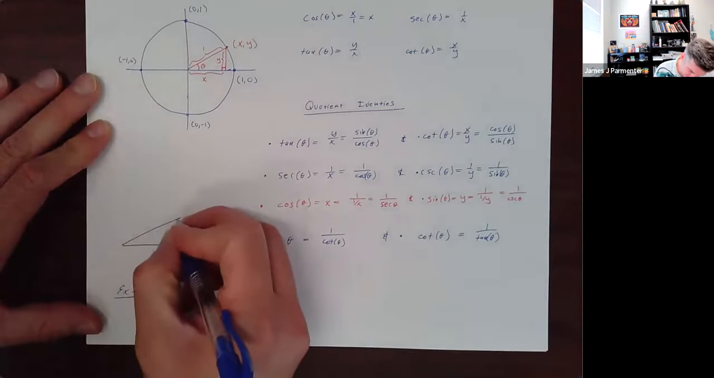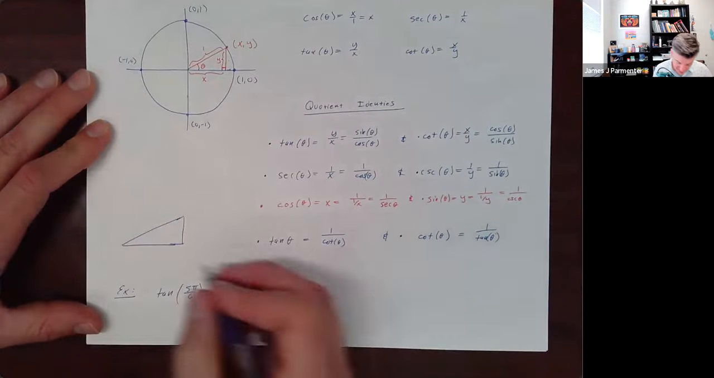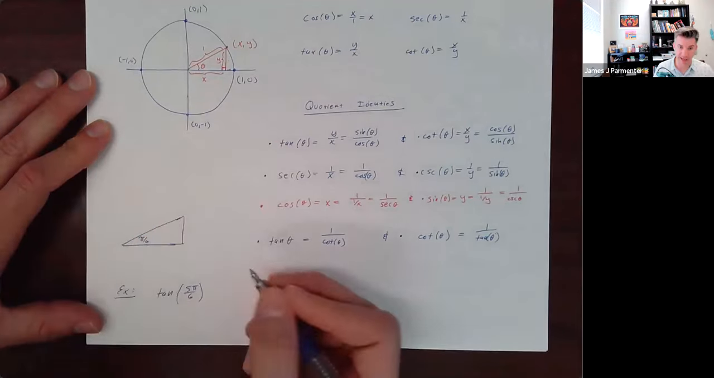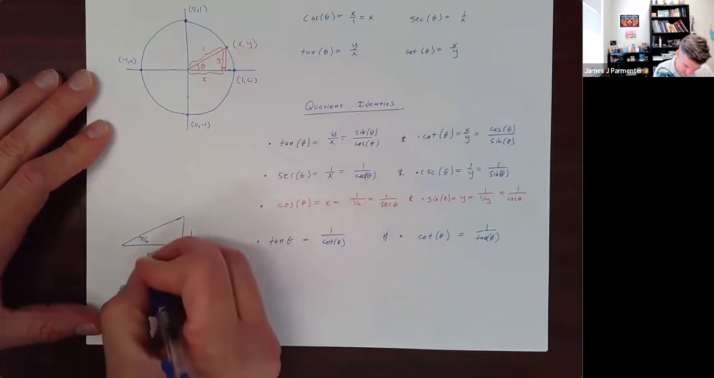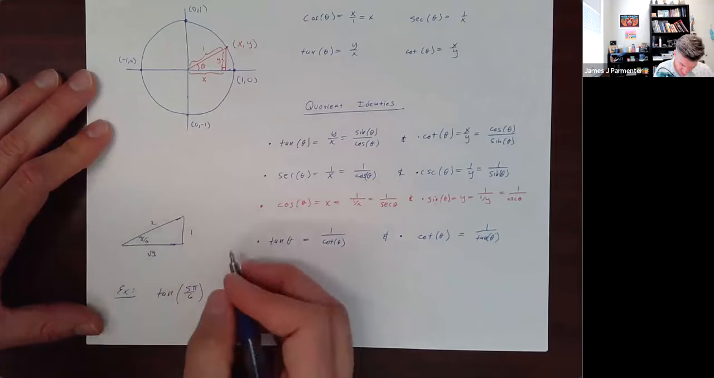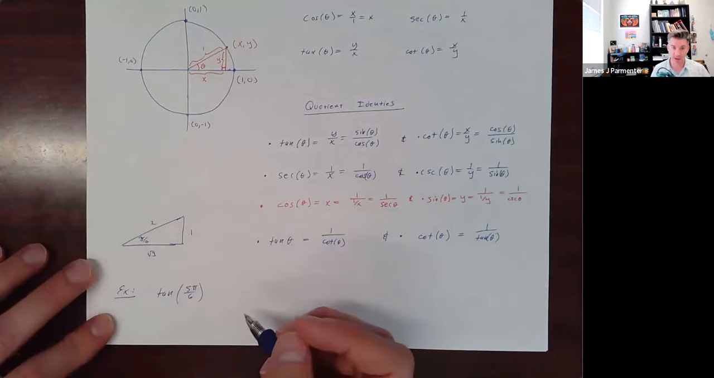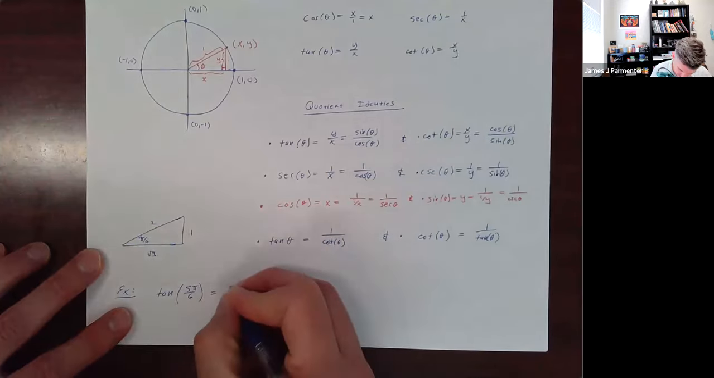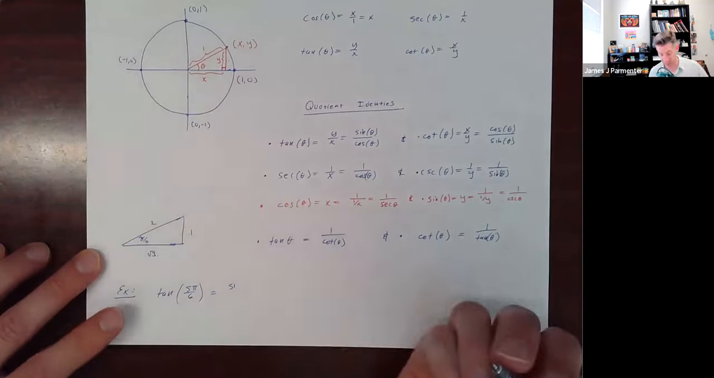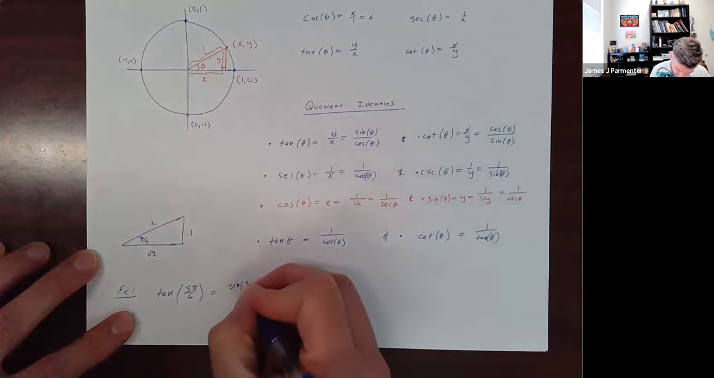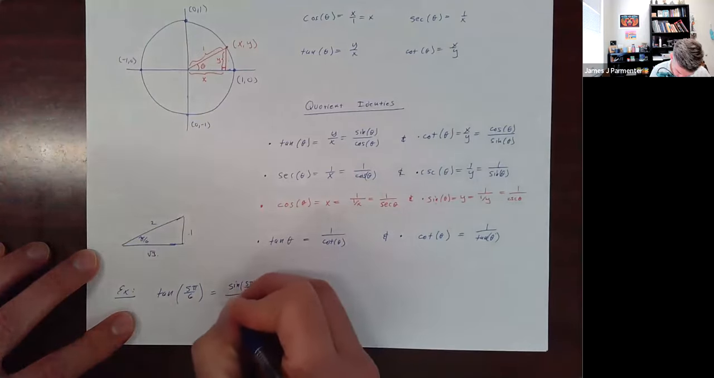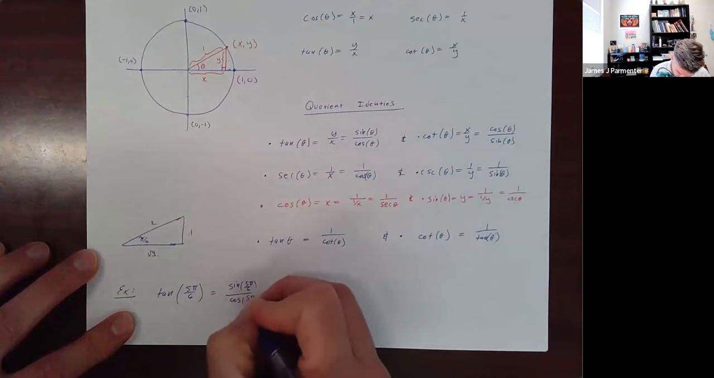Sorry, here's my triangle for my reference angle. My reference angle is pi over 6. That's a 30-degree angle. The opposite's 1. The adjacent's root 3. The hypotenuse is 2. So I might think of tangent of pi over 6 as 1 over root 3. Or you might think of it as, sorry, I should have said 5 pi over 6. You might think of it as sine of 5 pi over 6 over cosine of 5 pi over 6.